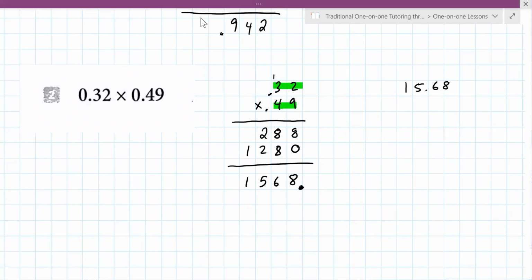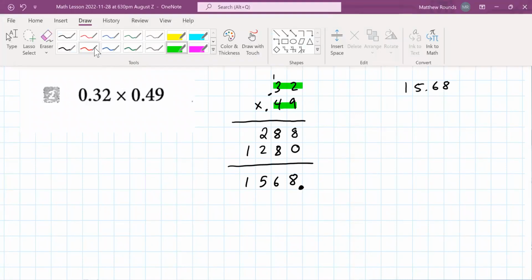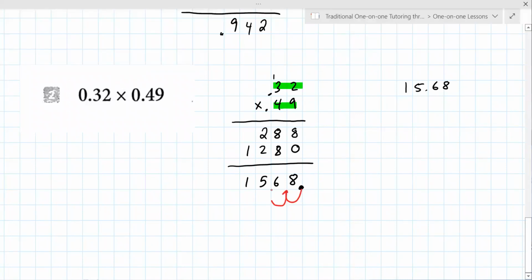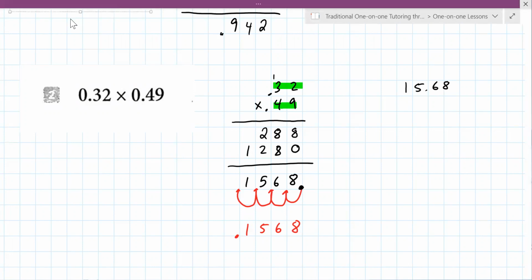Oh, right. Now I remember what it was. So you end up moving it 4 times. 1, 2, 3, 4. So your answer is 0.1568.